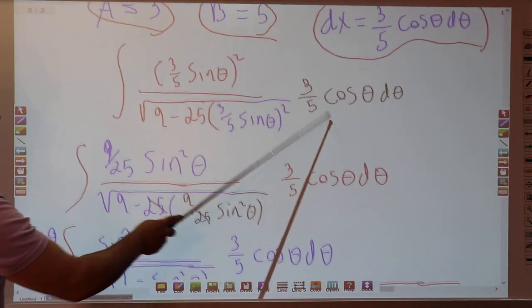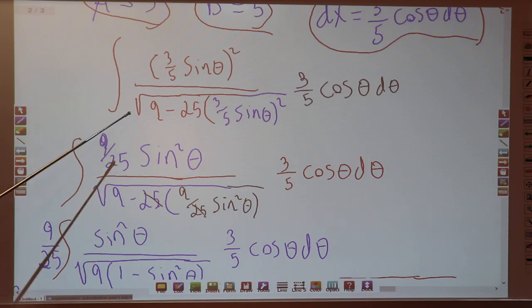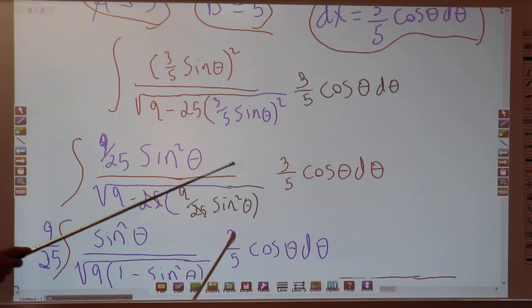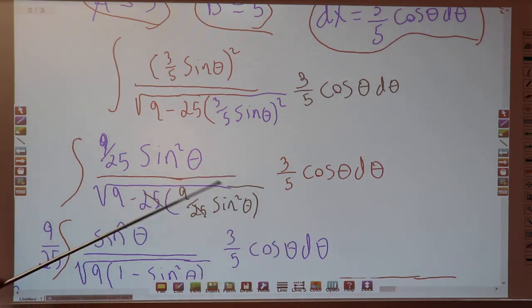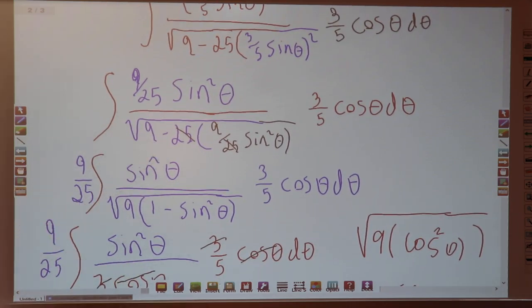Good. Now, you see I left my limits empty. At the end I'm going to use them. Now here 9 over 25 sine squared theta, and when you square this, 3 squared is 9 over 25, 25 cancels 25. Then you cancel it, then what is left is sine squared theta. In this case there is no shortcut to solve the problem.